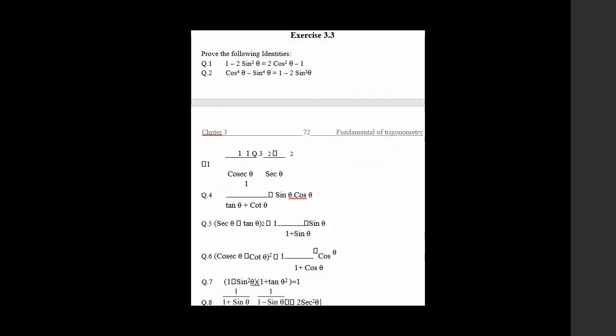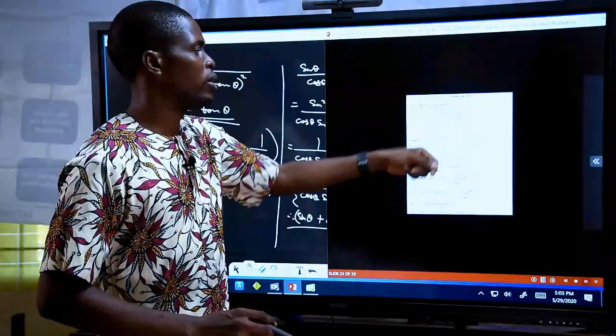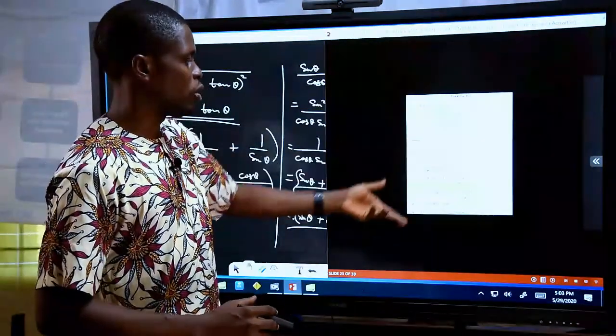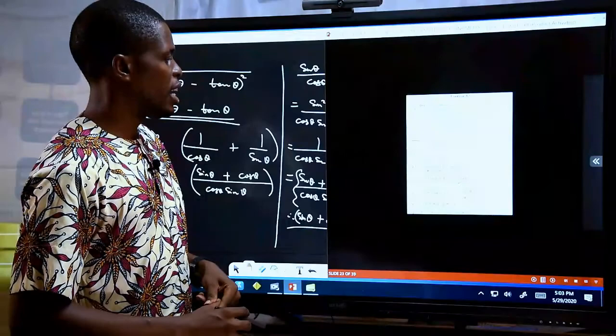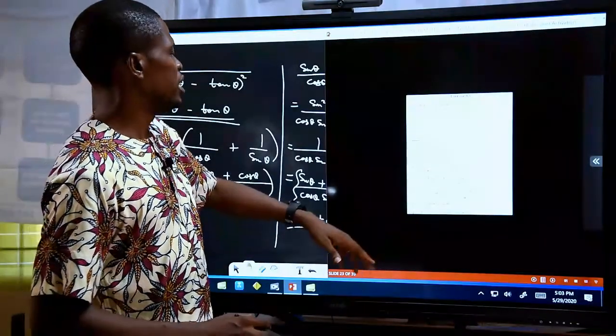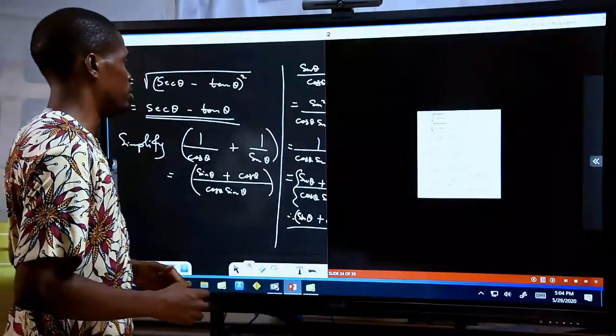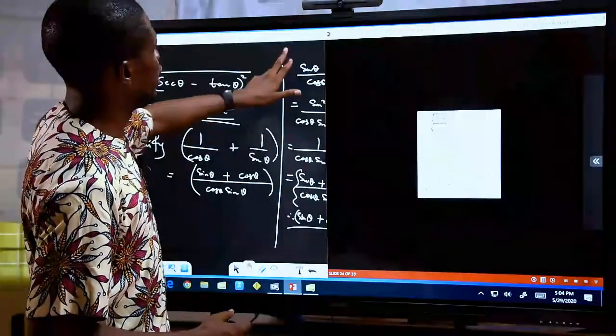We can prove this identity: 1 minus 2 sin squared theta equal to 2 cos squared theta minus 1, and cos theta raised to the power of 4 minus sin theta raised to the power of 4 is 1 minus 2 sin squared theta. So you can also simplify these other expressions and see how you can understand some other aspects of a trig function. Now, I want to look at double angles. Double angles in trig.